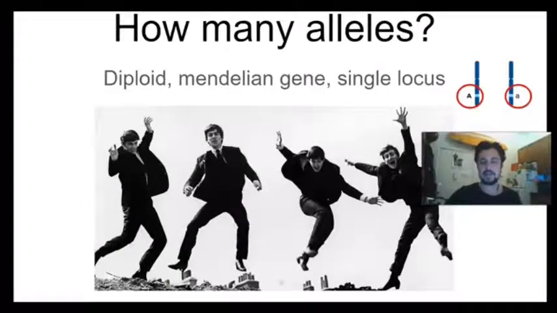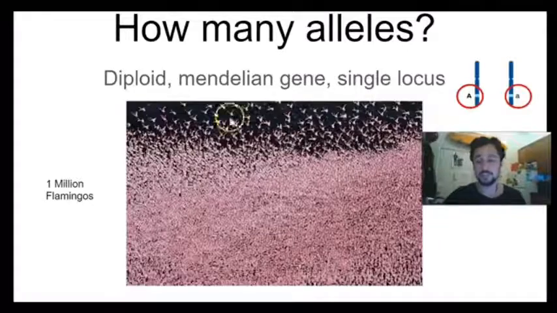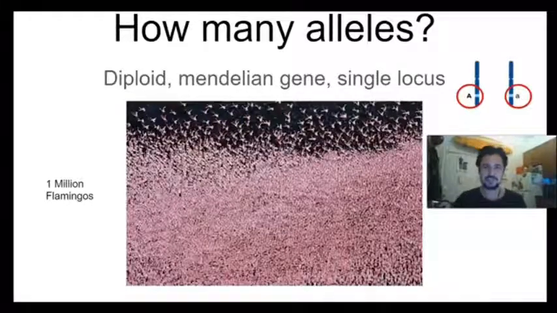So now let's look at this. This will be your question. You have to pause and answer this question. This is a very difficult question, huge numbers here. How many alleles in this population of 1 million flamingos? This is a massive aggregation of flamingos. It's estimated that there are 1 million in this shot. So how many alleles for this gene are in this population of 1 million flamingos? Remember, we're just asking about one particular gene. These are diploid organisms. It's a Mendelian gene. It's a single locus. How many alleles here? You can answer that below.